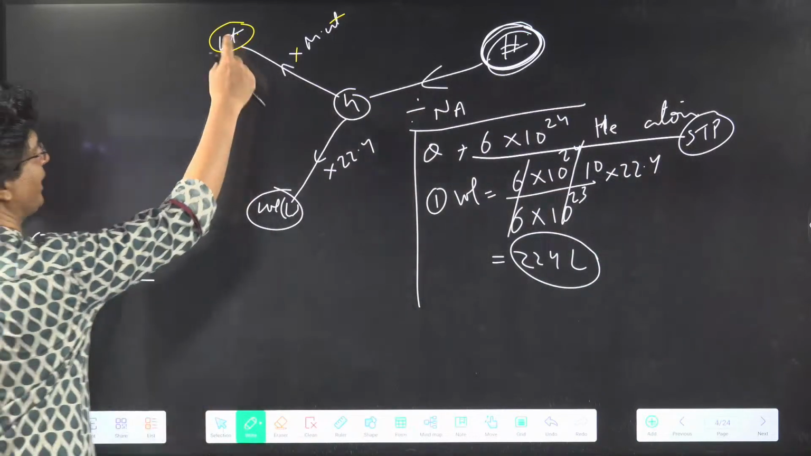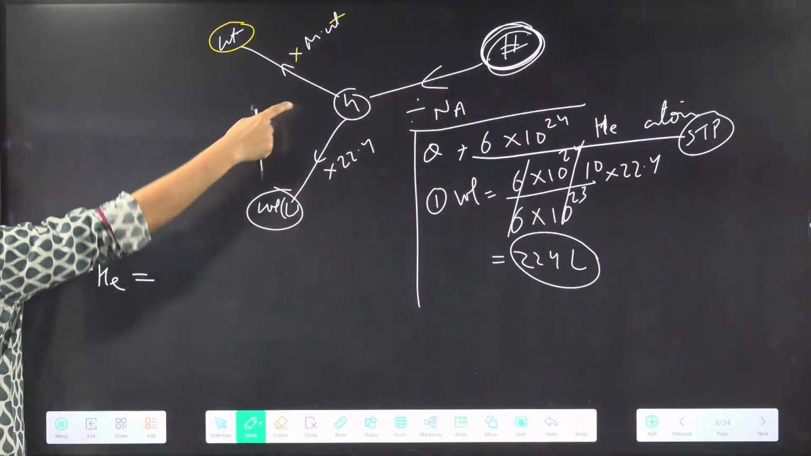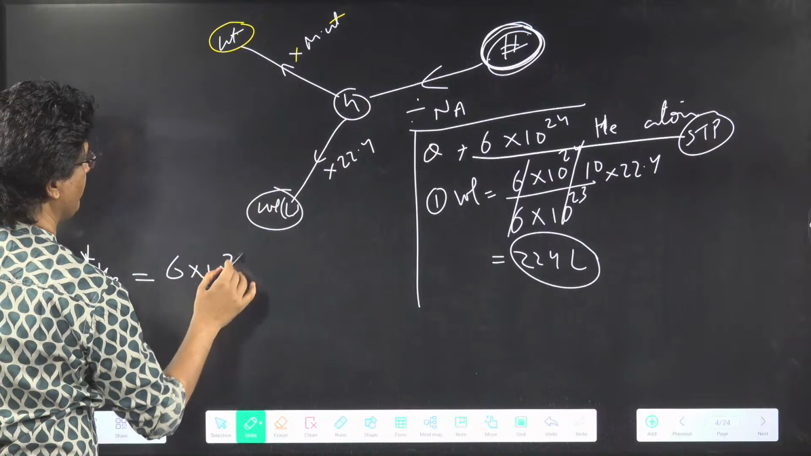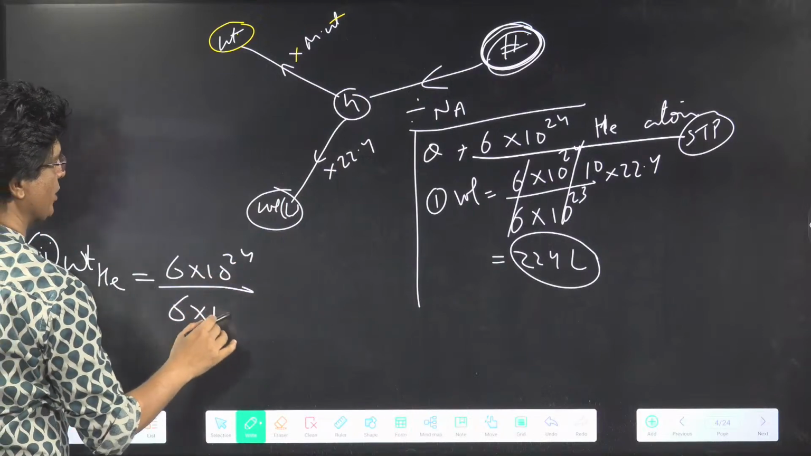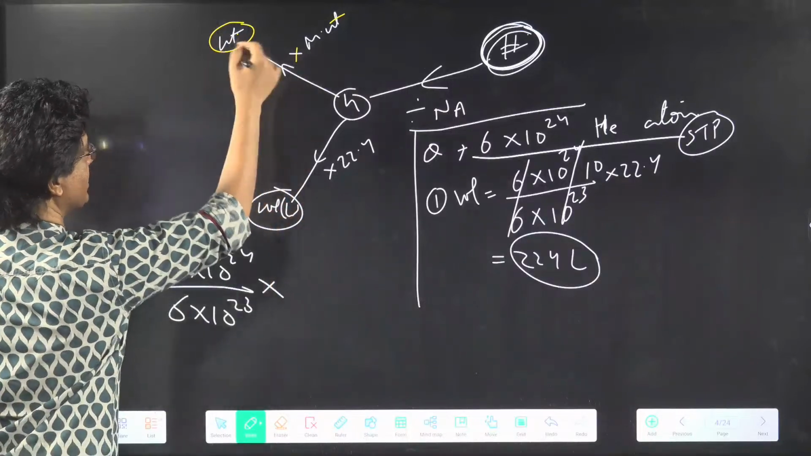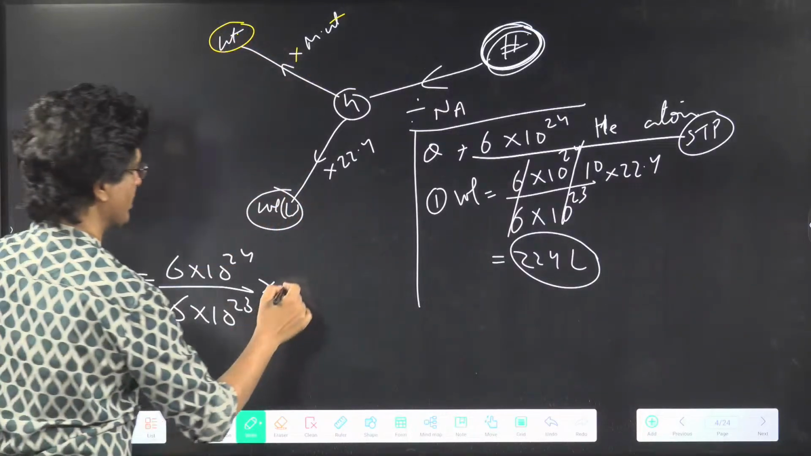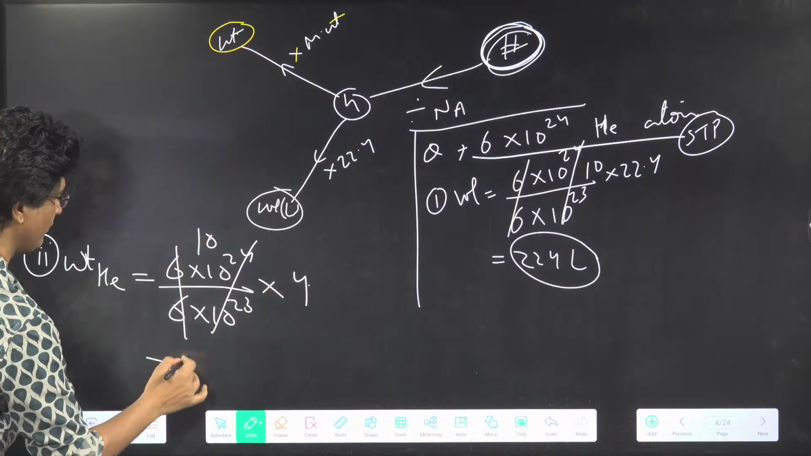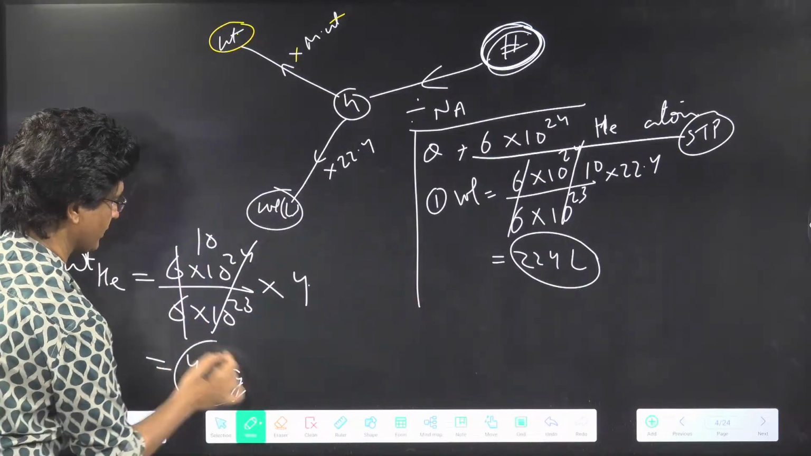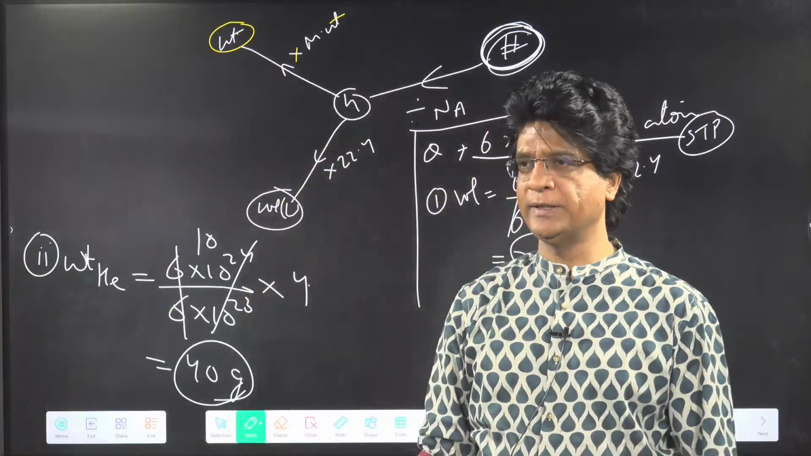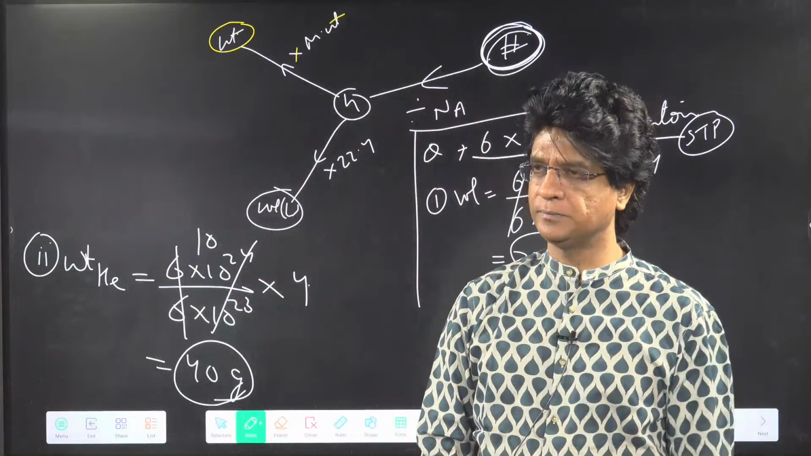So to find weight, what can we do? If they give you directly 6 into 10 to the power of 24, again divide by 6 into 10 to the power of 23, and multiply by molecular weight. And this is an atom, so multiply by atomic weight. What is that? 4. It is again 10. 10 into 4 will be 40. It will be 40 grams. Yes or no?